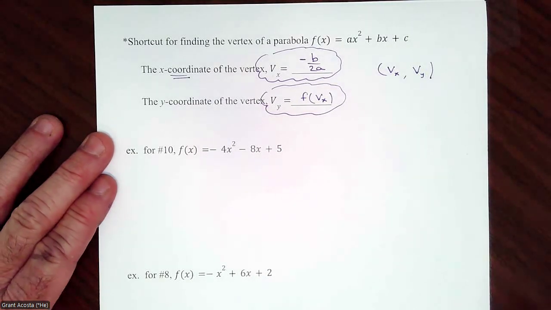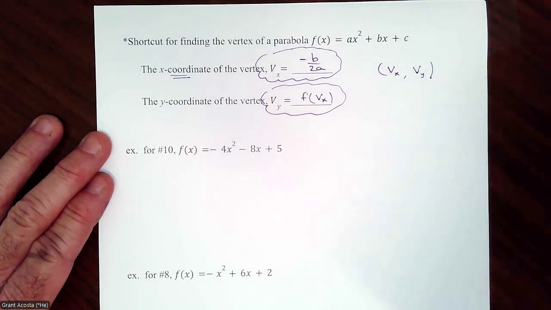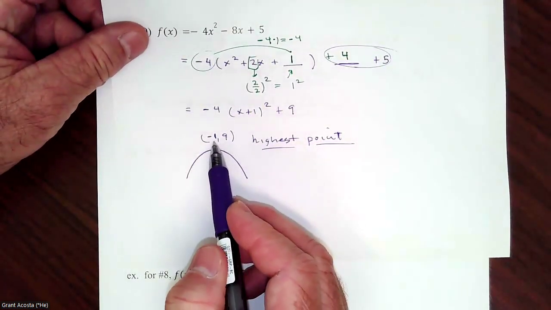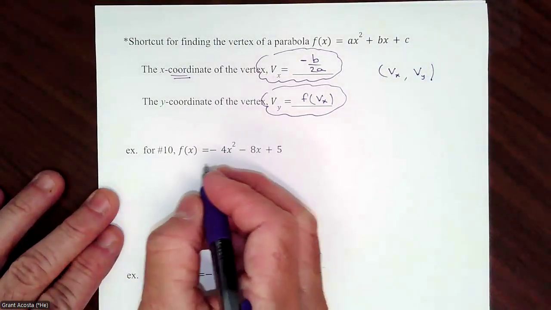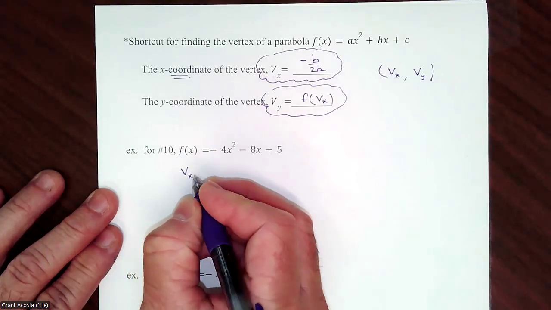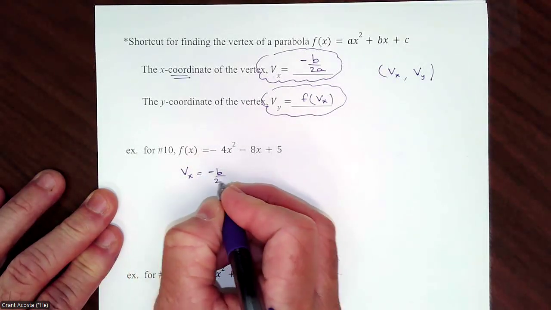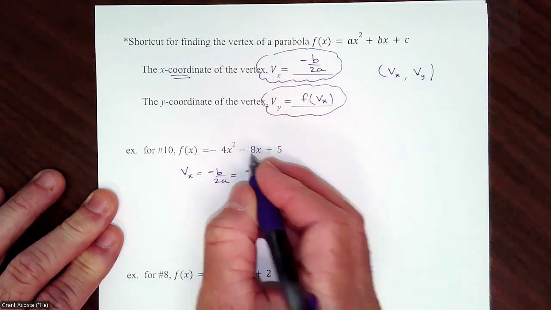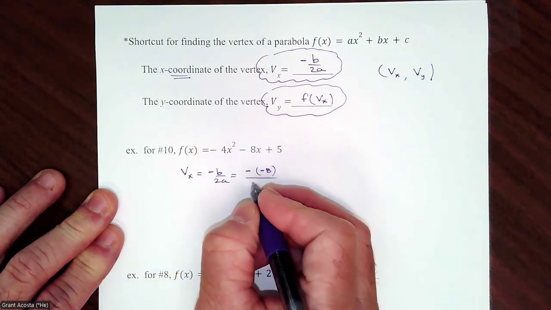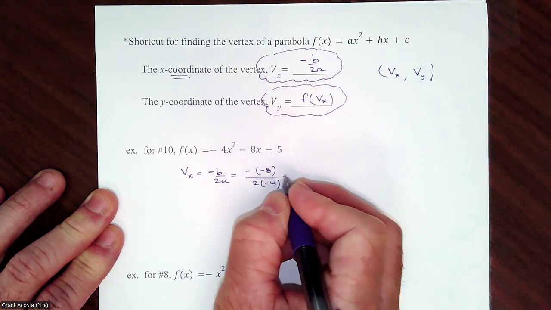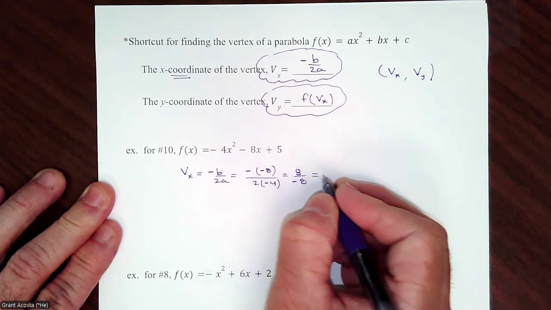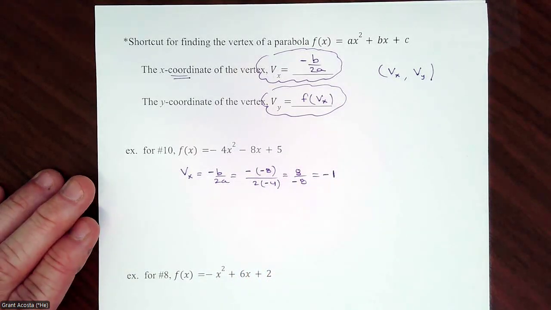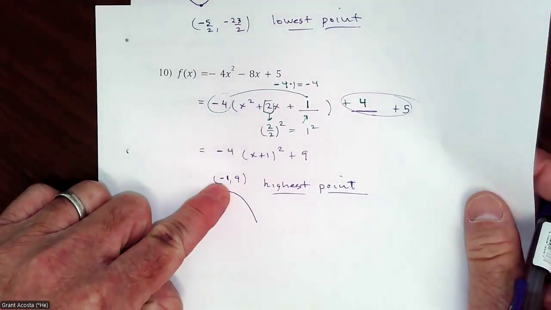For example, we can test this out because let's do number 10 again. Number 10, we completed the square and saw that the vertex was negative 1, 9. So I'm going to use the same parabola. And here's how I could do this quickly. V sub x is negative b over 2a. So it's going to be negative of b, which is negative 8, over 2 times negative 4. That gives me positive 8 over negative 8. That gives me negative 1. This is exactly what I had for the x coordinate of my vertex.